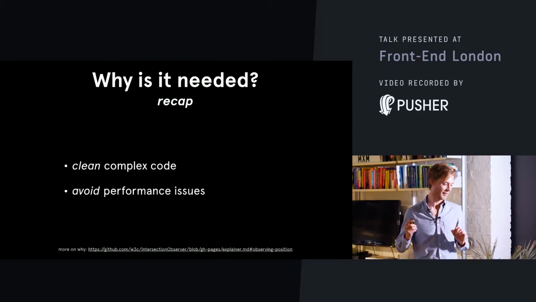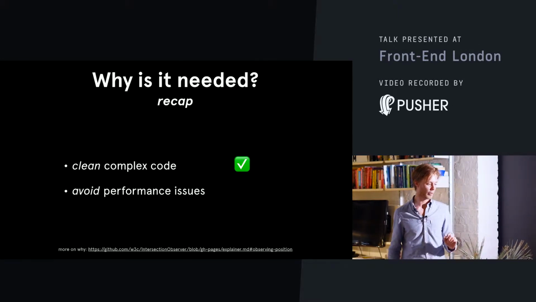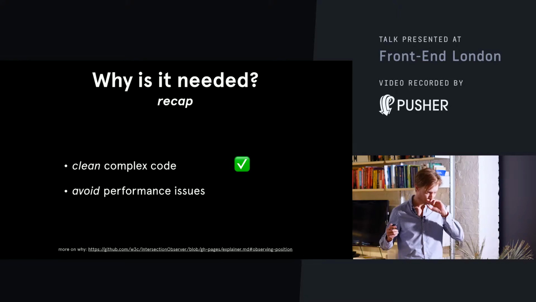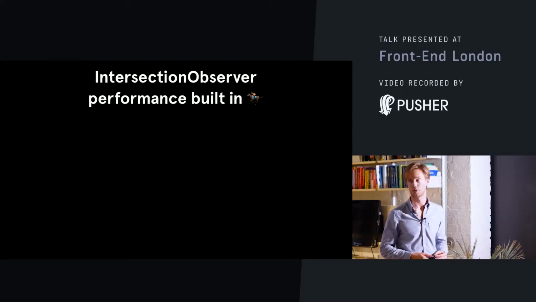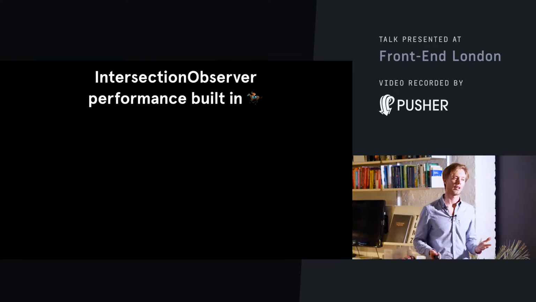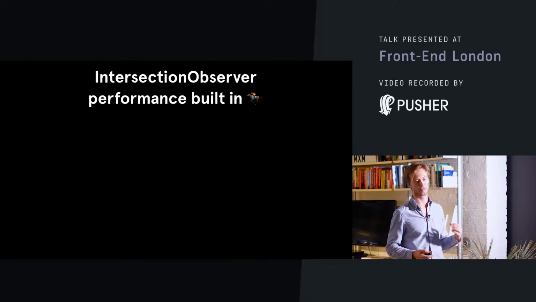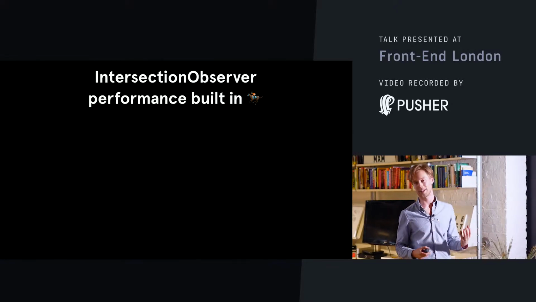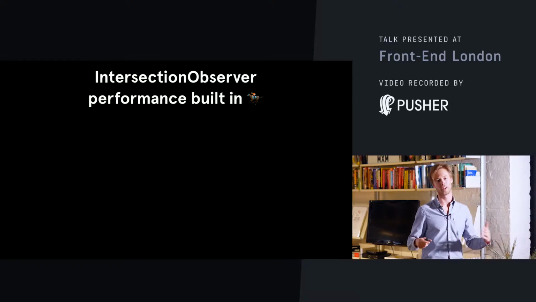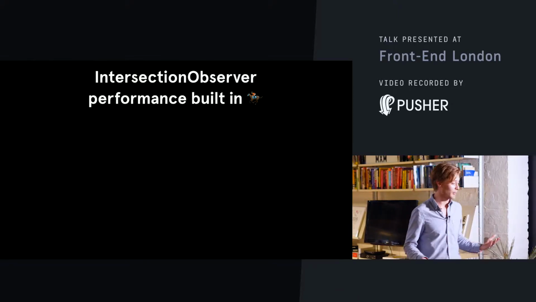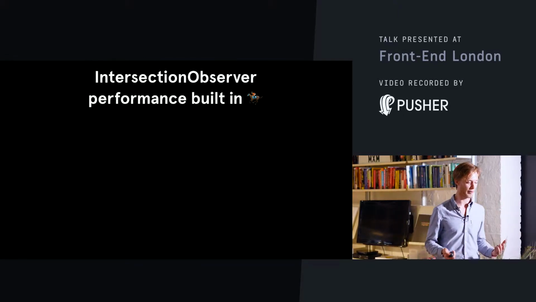The code is much cleaner. But it also avoids performance issues. And I'll say a little bit more about how it avoids performance issues. So IntersectionObserver basically comes with performance built in. It's built to be performant. It's built so that we avoid repeating the mistakes of the web accidentally becoming broken and really slow because of the way people use it. So it's hard to make this not work well, basically.